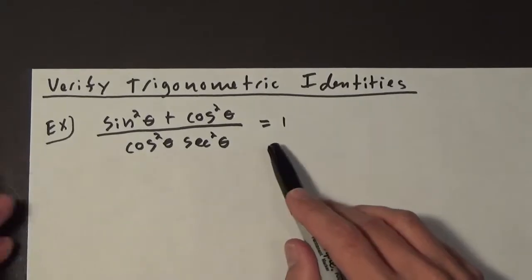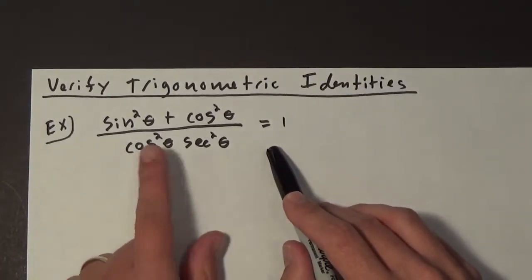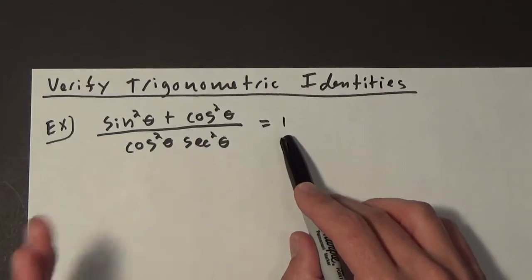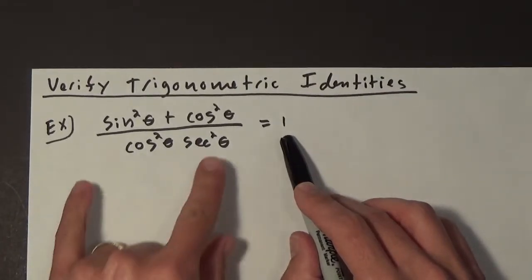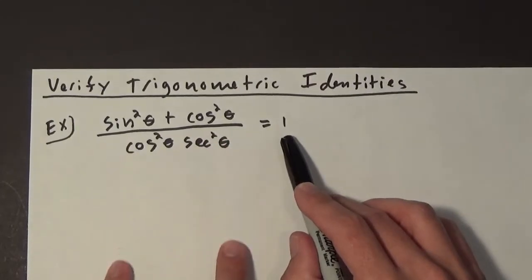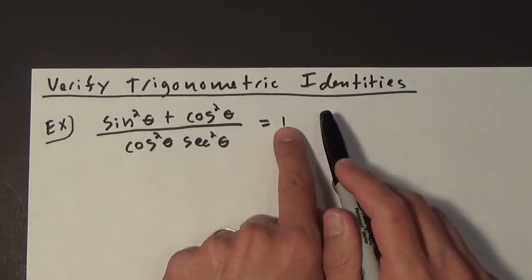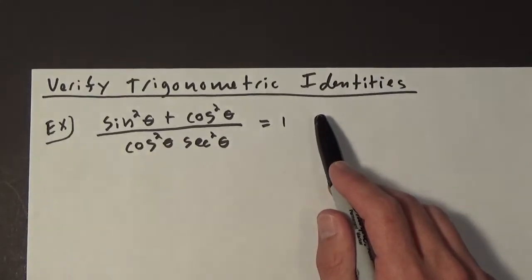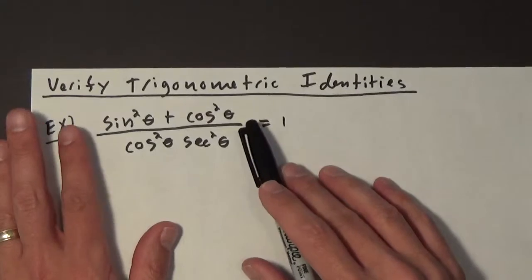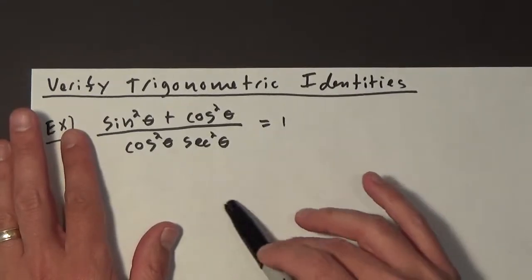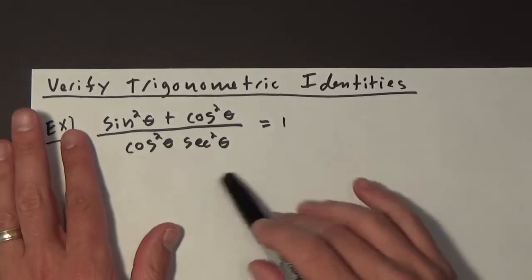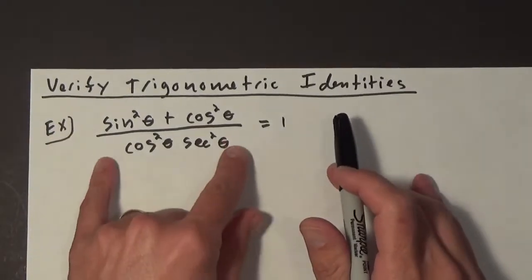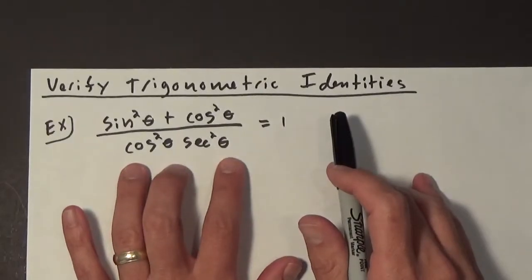Now, there are a couple of rules about this, and one of the big rules is that you have to pick one side. It doesn't matter which side you pick, but you've got to make it look like the other side. So we could either start with this left side and work our way down to make it look like 1, or we could start with 1 and work our way down and make it look like this. Now in general, it's better to choose the side that's more complicated, because it's easier to take something complicated and make it look simpler than taking something simpler and making it more complicated. I mean, think about this. You'd have to start off with the number 1 and somehow get to this part of the identity.